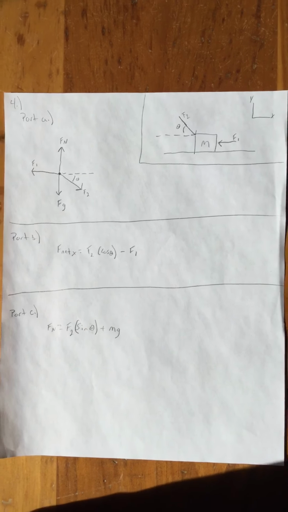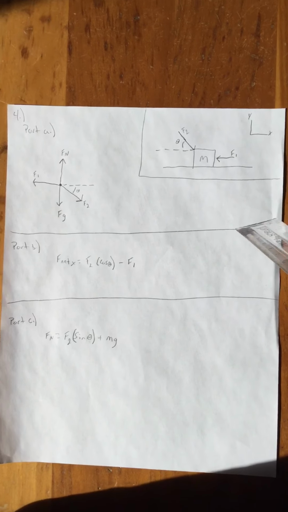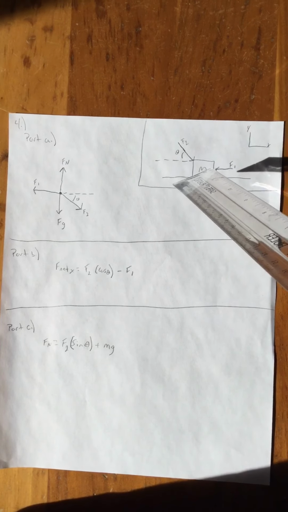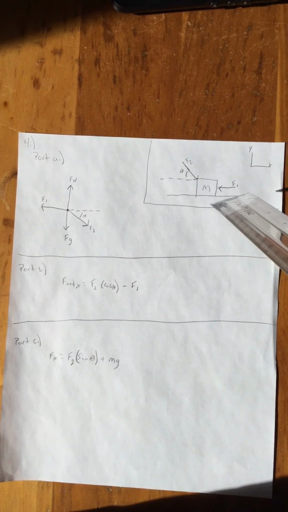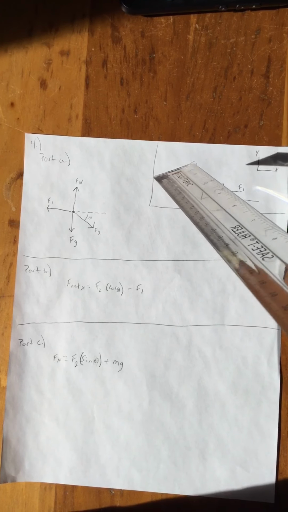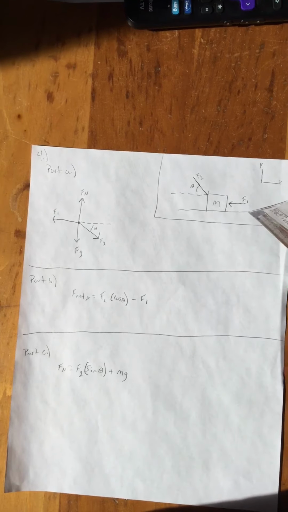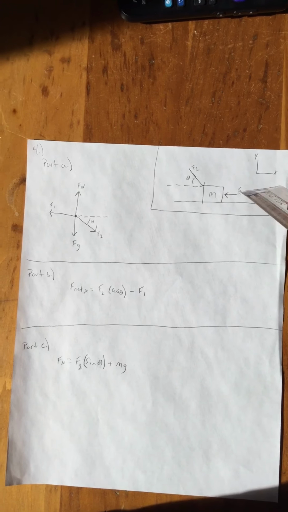There was a diagram that went with the problem at the very beginning, and that is what is drawn up here. It was a block sitting on a table with two separate forces acting on it, one in the X direction and one in a kind of diagonal direction. Then we had the origin of X and Y.